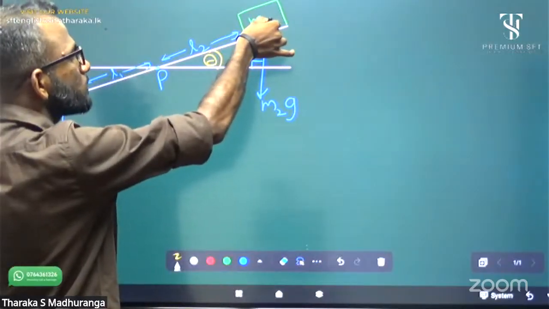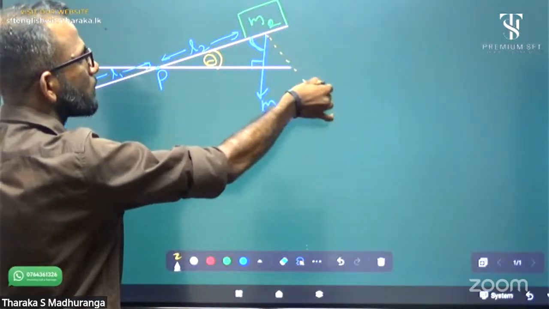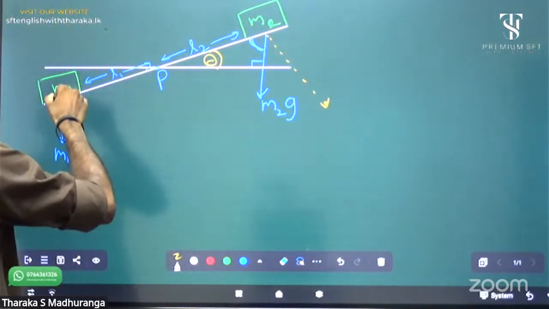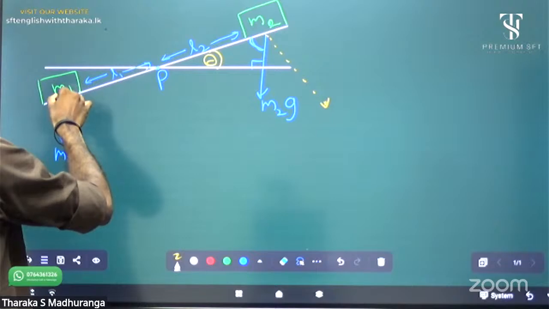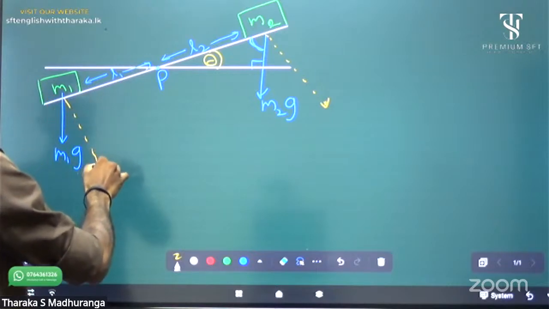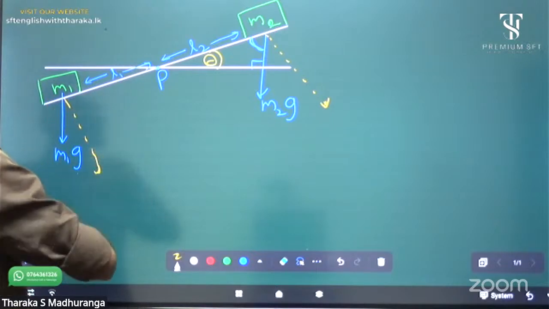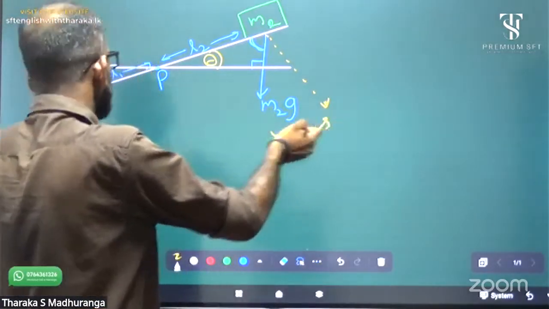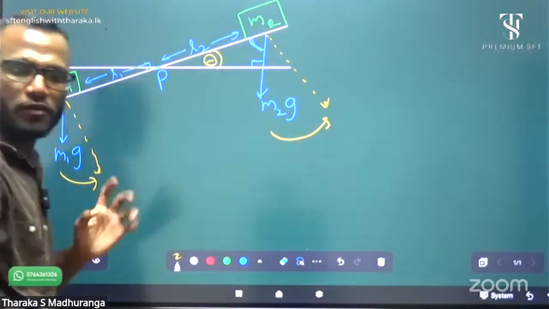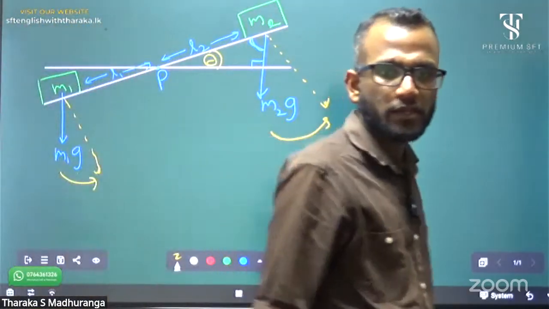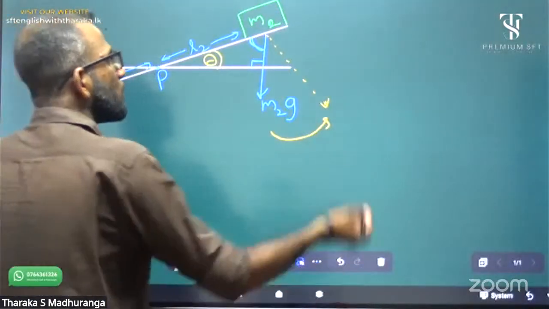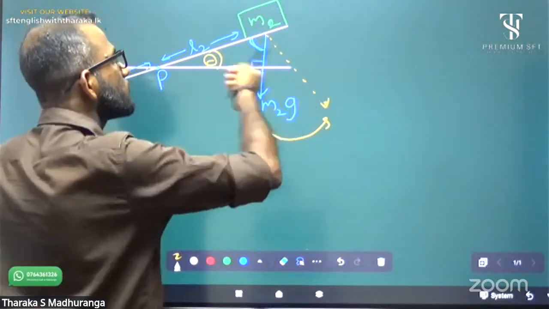Now this is the perpendicular direction. First you have to resolve the force into the perpendicular direction to get the moment of force. That's the rule. Then I'm going to resolve it into this direction.